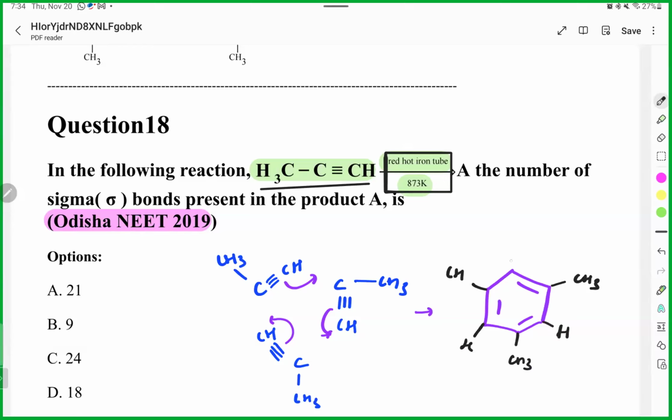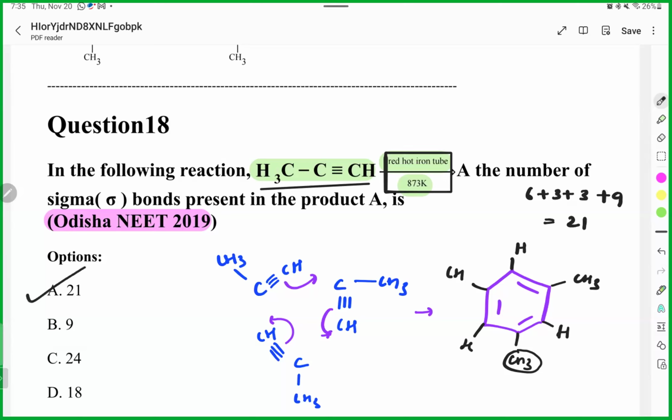Now you have to calculate the number of sigma bonds here. Six bonds are present in the ring, and six with the hydrogen or other groups, three with the CH3 groups. Each CH3 group has three bonds further. So three CH3 will have nine bonds further. What is the answer? 21.